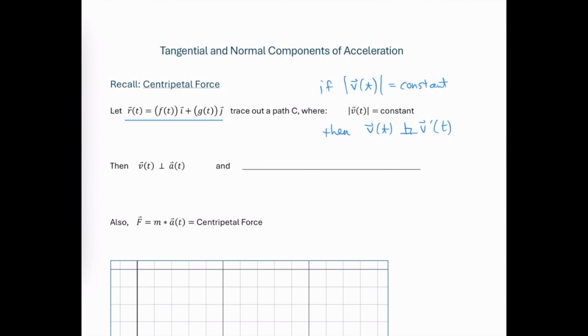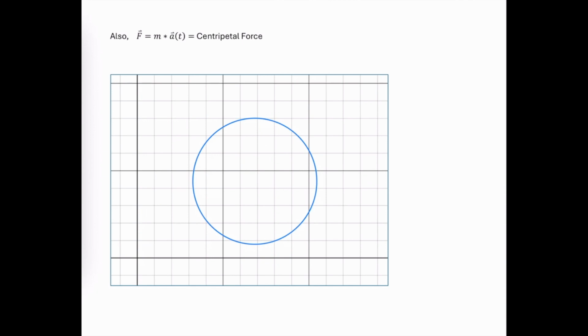Now, when an object is moving along a path C and the velocity of that object is perpendicular to the acceleration, what that means is that there's no change in speed. And that makes sense intuitively as well, because the magnitude of velocity is speed, and when the speed is a constant, that means that there's no change in speed. So this is a simple example of how that might look.